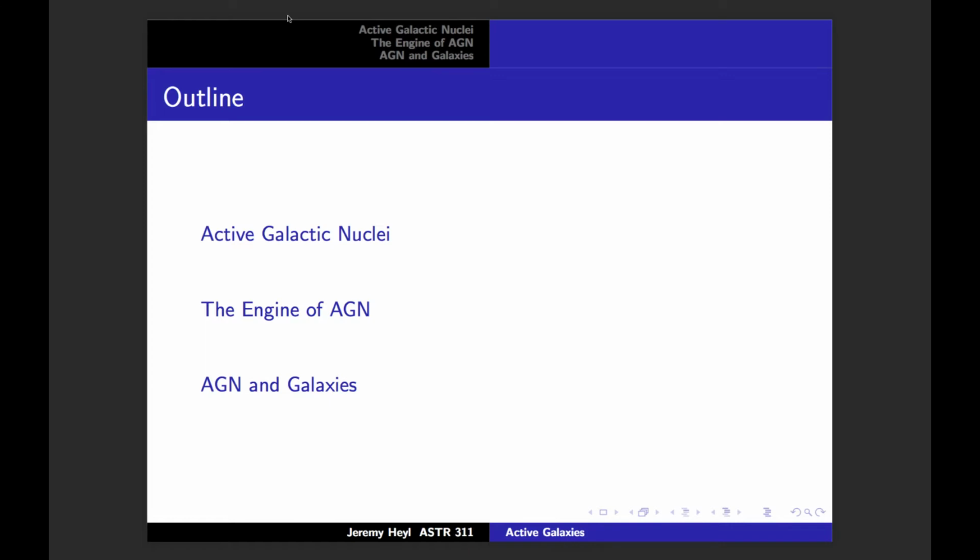But one reason why I call it active galaxies is because the growth of whatever's making the active galactic nuclei work actually feeds back into the growth of the galaxy.